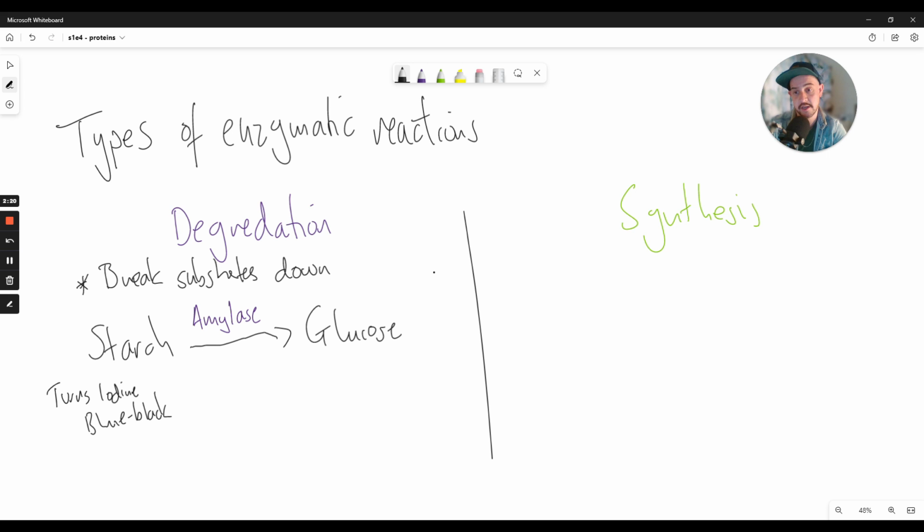So after a certain amount of time, you'll expect the amylase to have converted all the starch to glucose. And so when you add iodine at a later stage and it stays brown, then you know that the amylase has worked. And this is a traditional experiment that we do in school. I'm sure you've done this with your teachers.